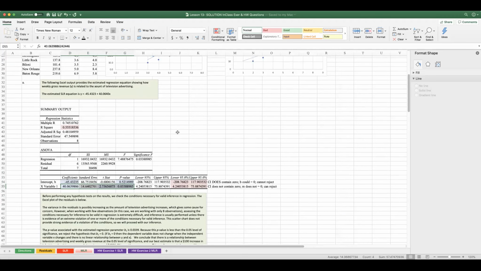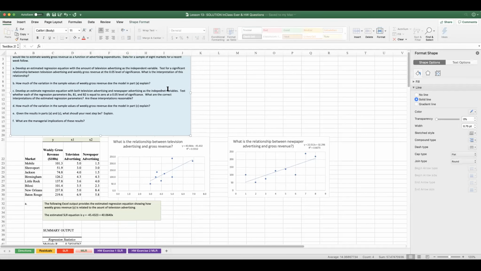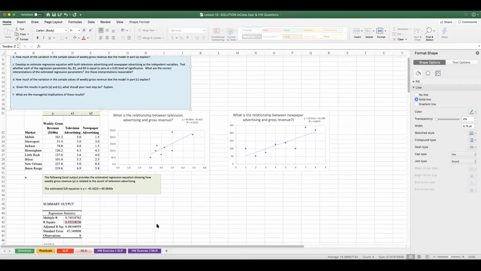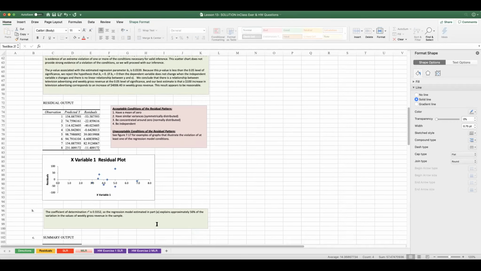All right, then the second part of this question, develop an estimated regression equation with both television advertising and newspaper advertising as the independent variables. So here, we're going to have two x's. So the way you do that is when you do the regression model, make sure when you put in the x variable, you highlight both of those areas for x. When you do the homework, I show you how to do that.